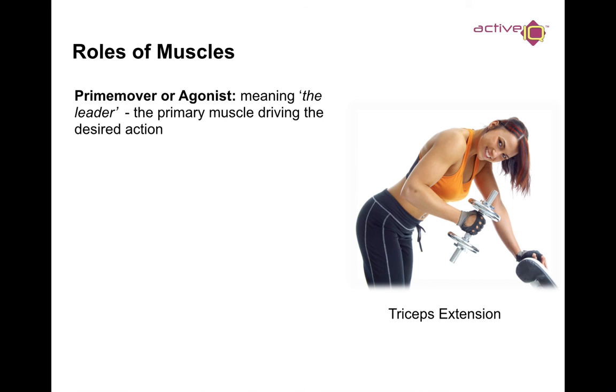Roles of the muscles: you've got prime movers or agonists, meaning the leader, the muscle that's driving the desired action. The prime mover for a bicep curl would obviously be the biceps brachii.